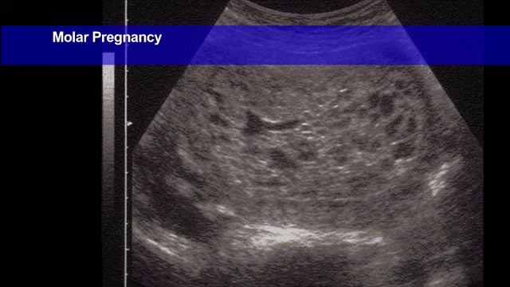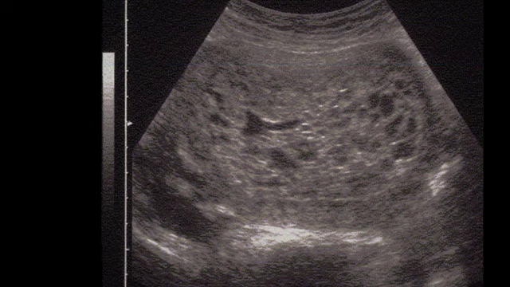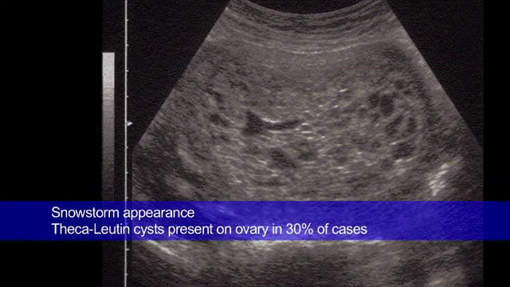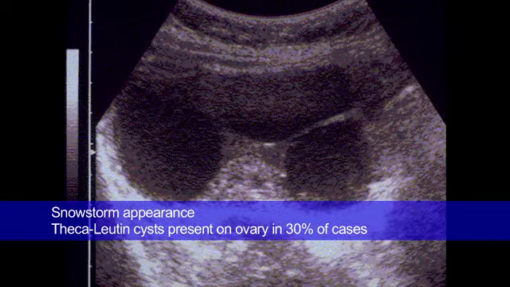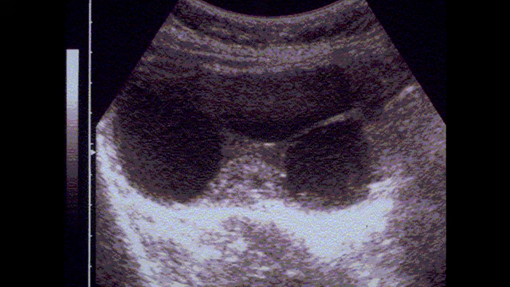Okay, so on this slide we can see the classical snowstorm appearance with the uterine cavity filled with cystic trophoblastic material. In 30% of cases, theca lutein cysts can be seen on the ovary, and there is no fetus. This is a typical characteristic finding in complete mole and enables the examiner to differentiate it from partial mole, where a fetus may be present, and so to remind one that it is complete mole that is associated with the potential progression to invasive disease.